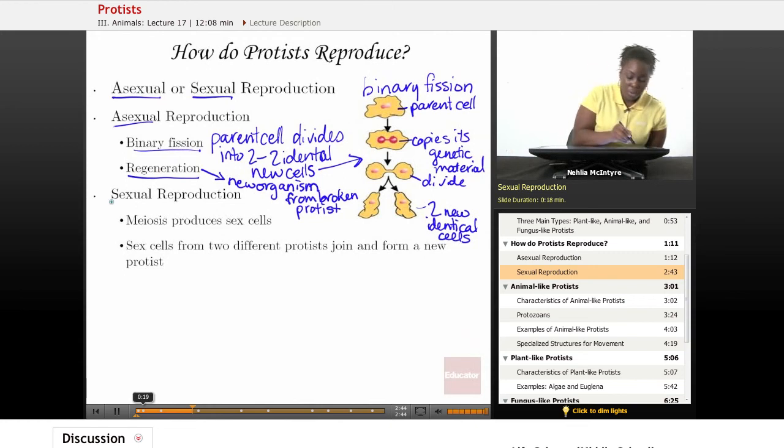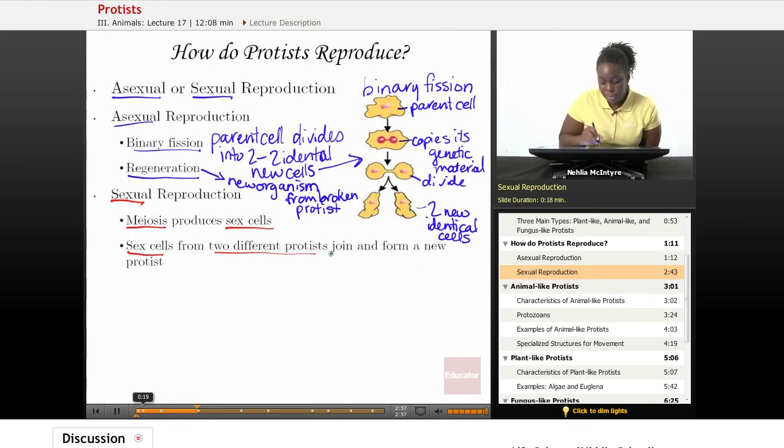Protists can also reproduce sexually. Meiosis is the process that produces sex cells, the female and the male sex cells. And then the sex cells from two different protists can come together and form a new protist.